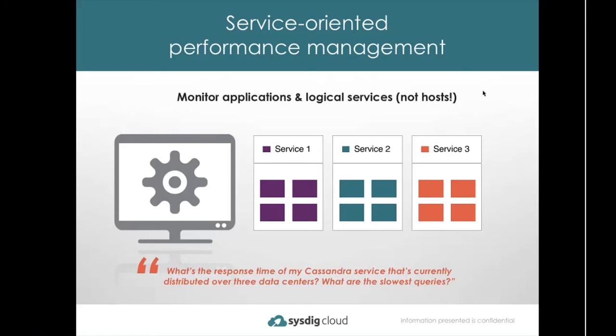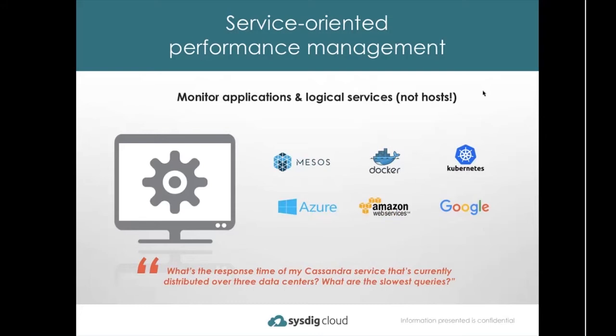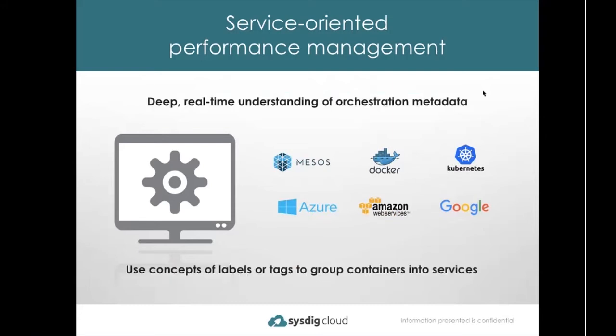So the example here is, what's the response time of my Cassandra service that's currently distributed over 3 data centers? What are the slowest queries? How do we get there? We get there through Sysdig's other kind of core functionality, which is a deep real-time understanding of orchestration metadata. So we call this service vision, and service vision is the ability to automatically tap into your orchestrator and use their concepts of labels or tags to dynamically group the data from containers into the views you care about.